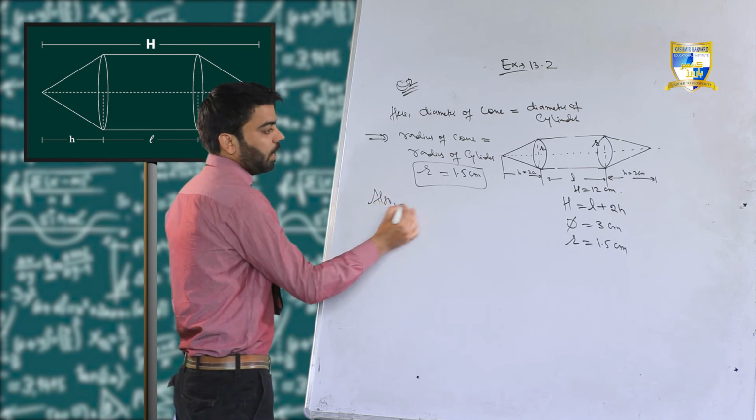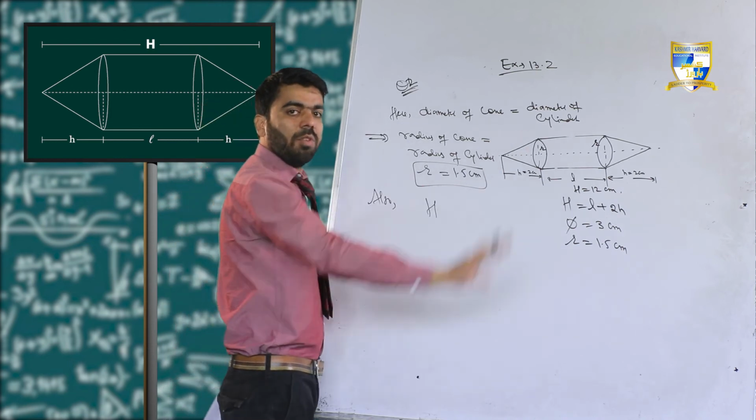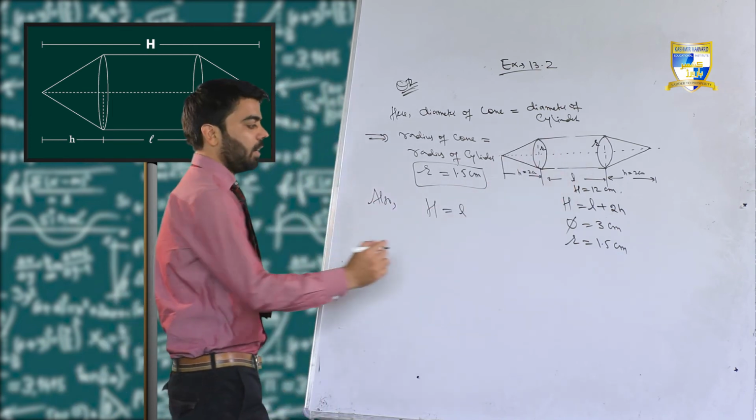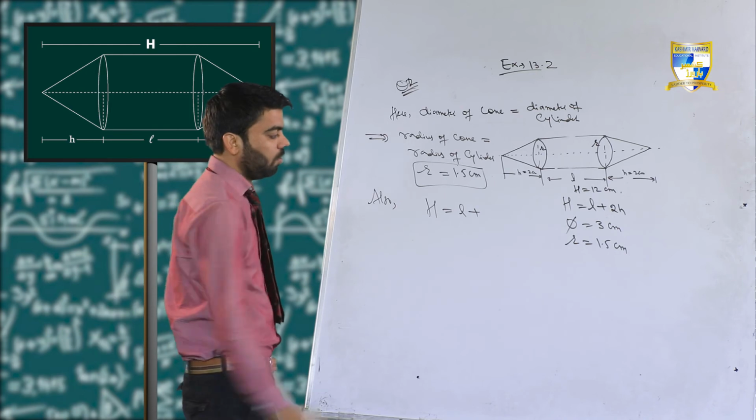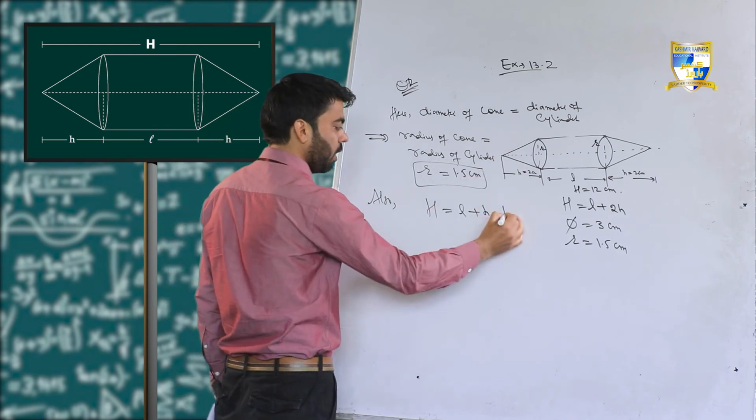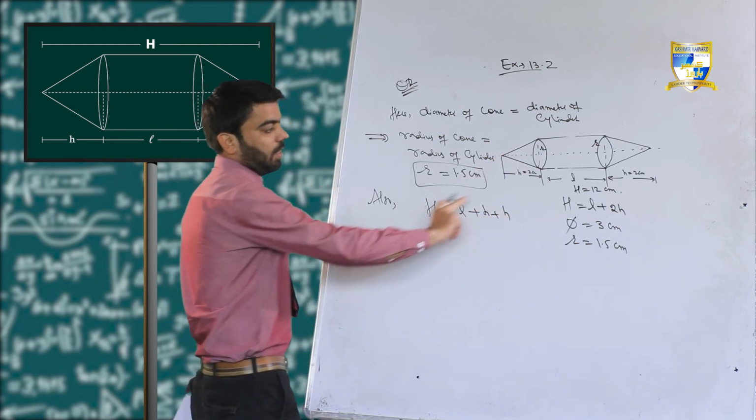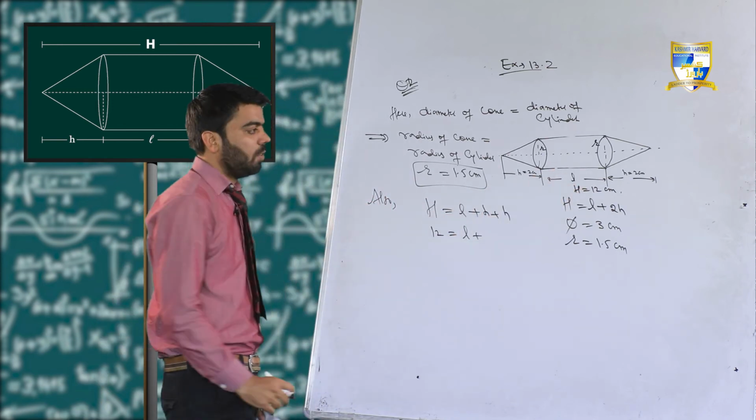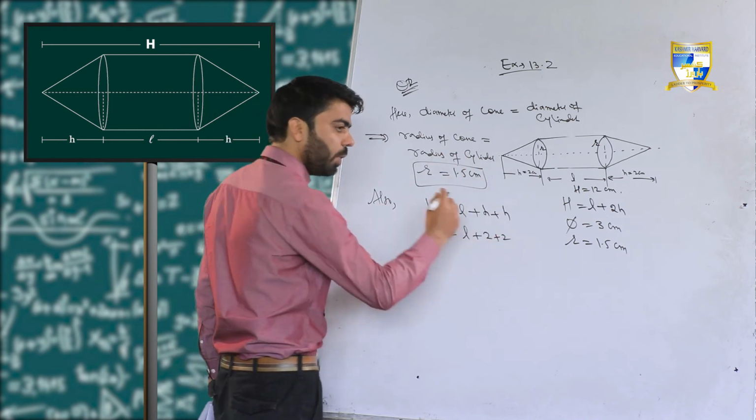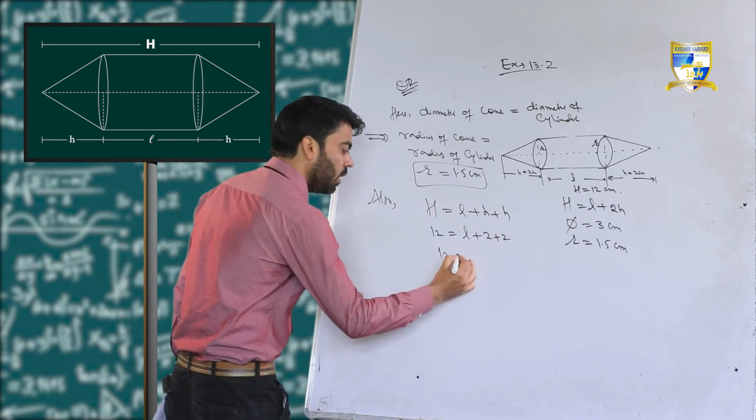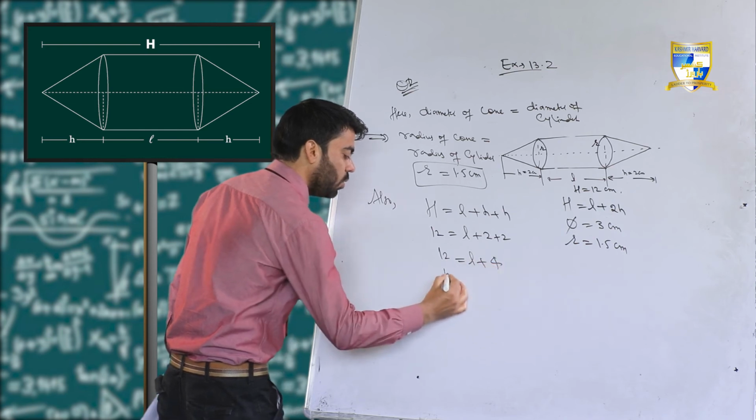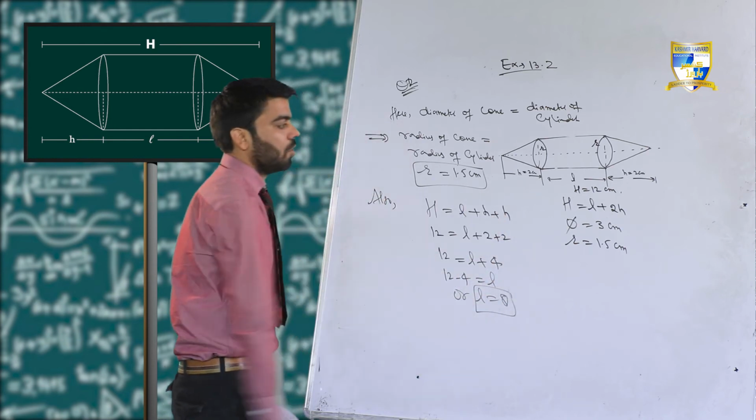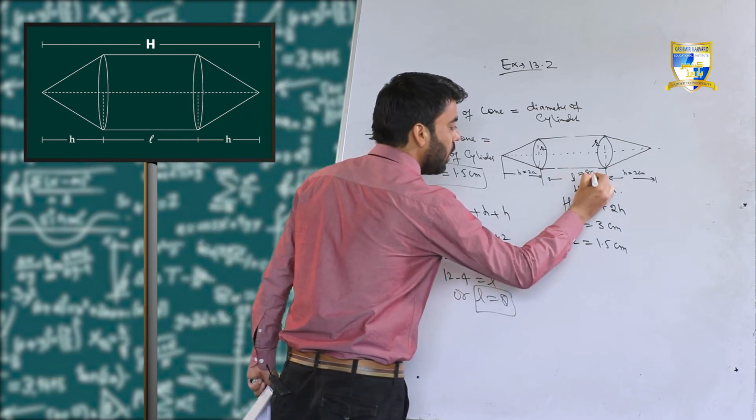Also, capital H, that's the total height of the model, is equal to small l, that's the height of the cylindrical part, plus height of one cone, height of second cone. This is given, that's 12 centimeter. Height of the cone is also given, that's 2 centimeter. That's 2 plus 2, 4. That is 12 is equal to L plus 4. That's 12 minus 4 is equal to L, or we can say L is equal to 8. So we can say here L is equal to 8 centimeter.